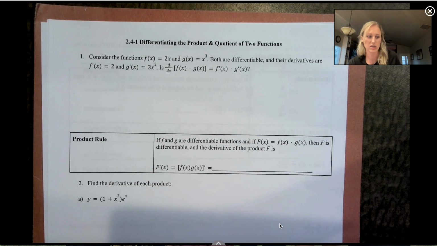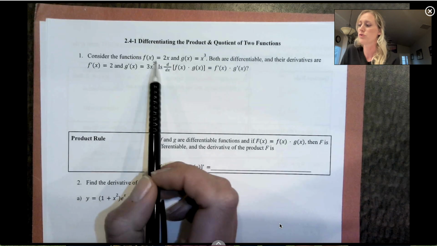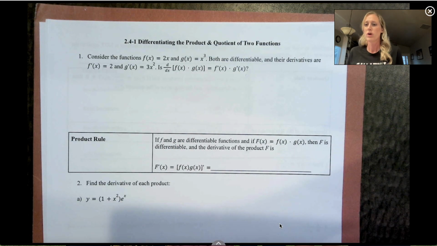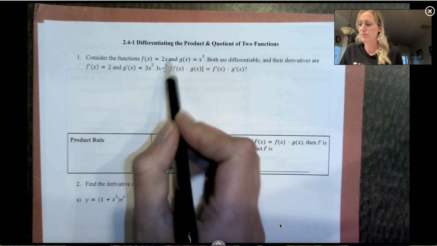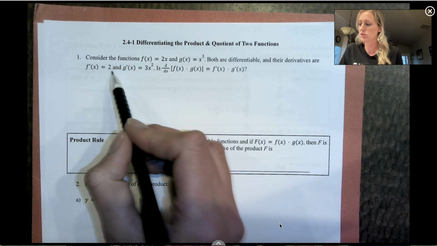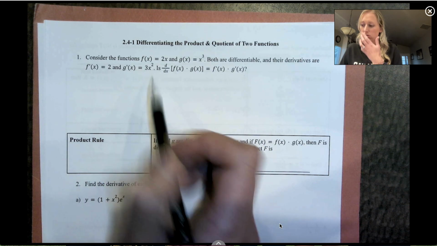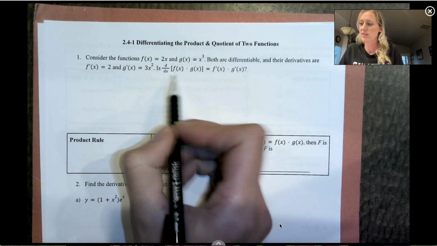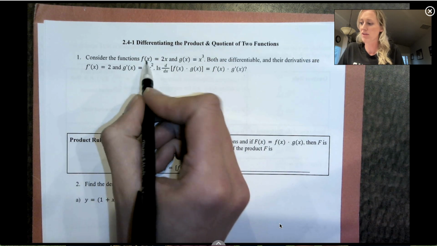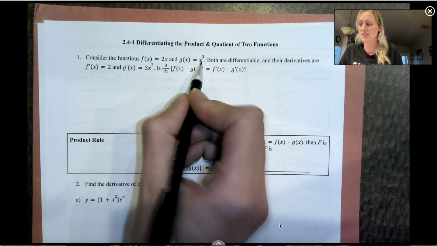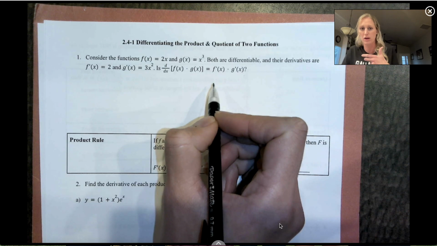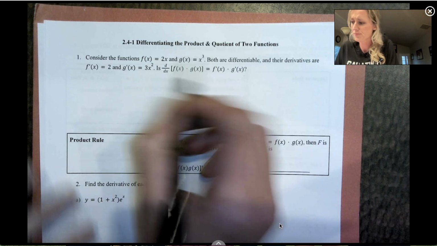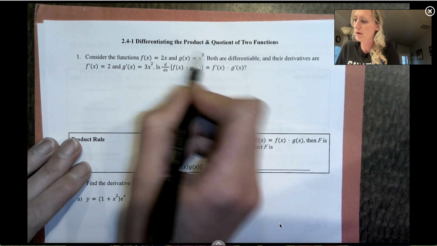So first we're just going to explore. Let's consider we have these two functions. Here's my derivatives: f prime is 2, and the derivative of this would be 3x squared. What I would love to see is, is the derivative of f times g the same as if I were to just find their individual derivatives and then multiply? So let's check.